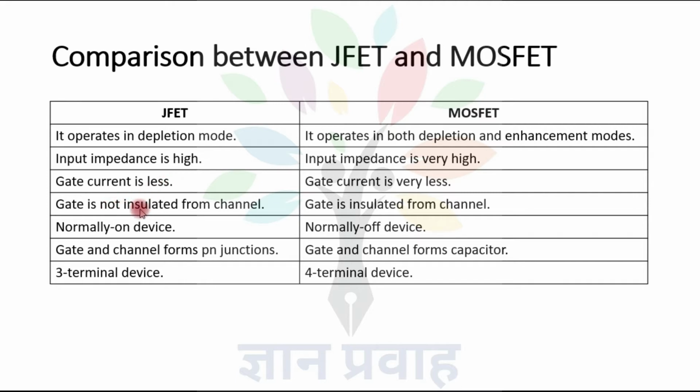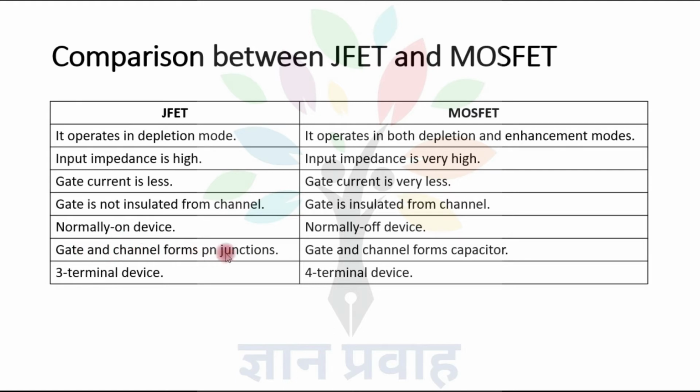In JFET the gate is not insulated from the channel, while in MOSFET the gate is insulated from the channel through an oxide layer. Generally we use an SiO2 layer for the formation of the oxide layer. JFETs are normally on devices, while MOSFETs are normally off devices. Here we are talking about the widely used MOSFET, that is the enhancement type MOSFET. So enhancement type MOSFETs are normally off devices.